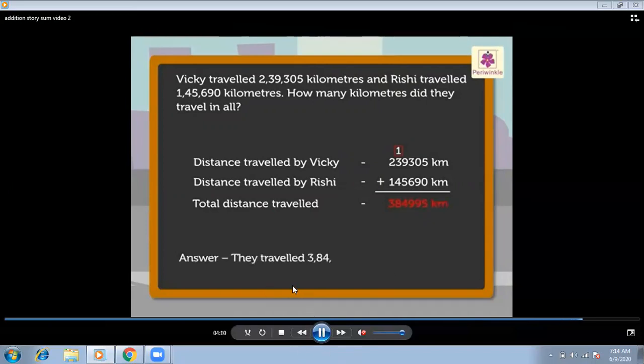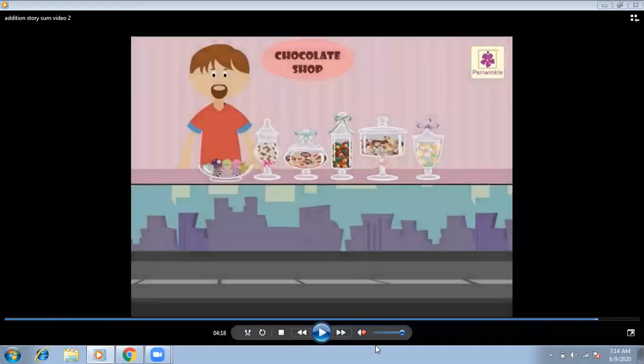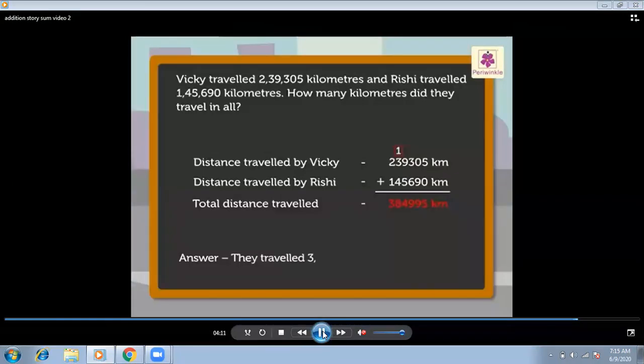Now you write the ending statement. It is the most necessary part of your story sum after solving the sums. So how do we make the statement? They traveled 3,84,995 kilometers in all.